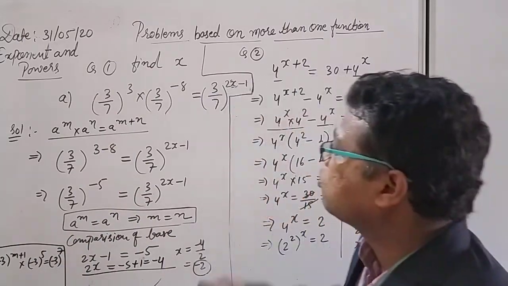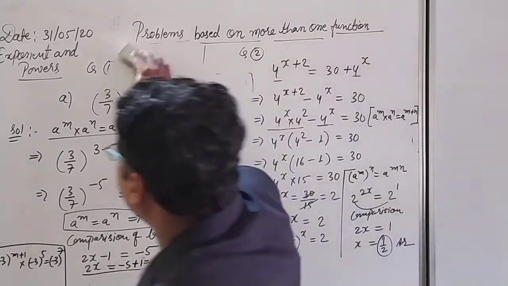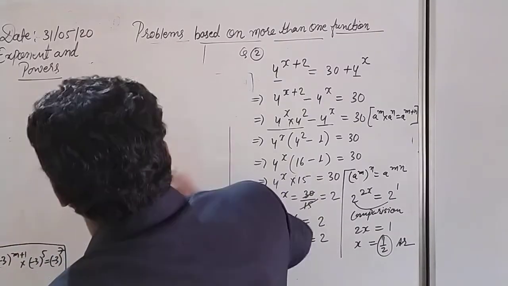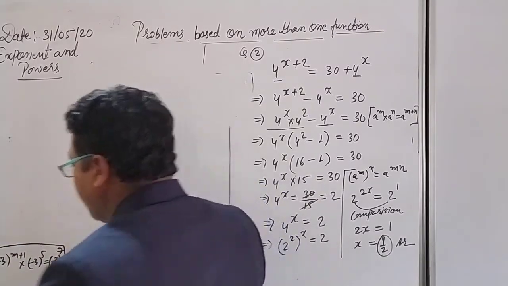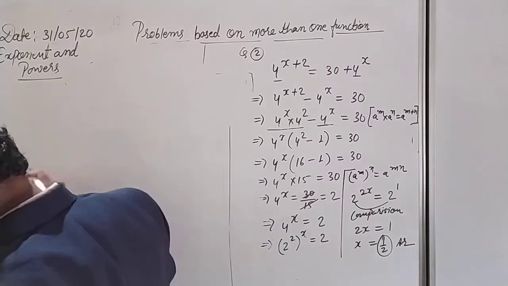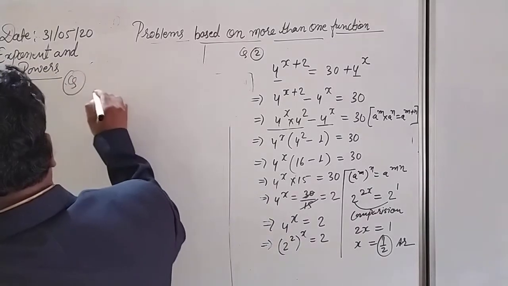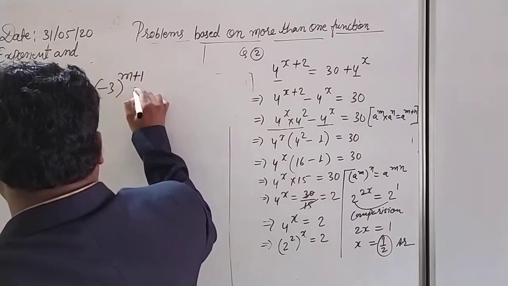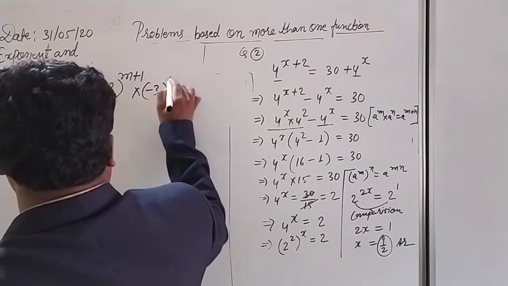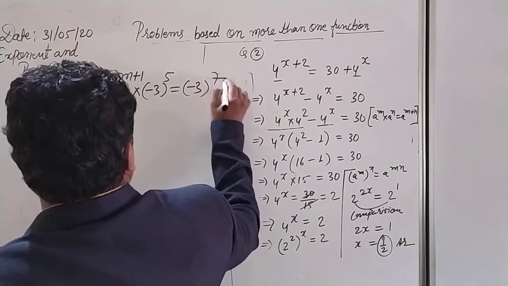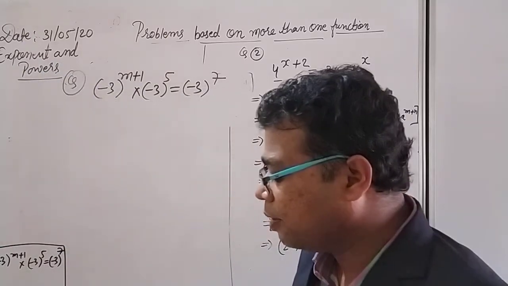One more problem I am solving for you. And this time I will solve it fast, so be with me at your home. Again you can solve such kinds of problems. See the question: minus 3 power m plus 1 into minus 3 power 5 should be equal to minus 3 whole power 7. Again the same kind of question we are facing.